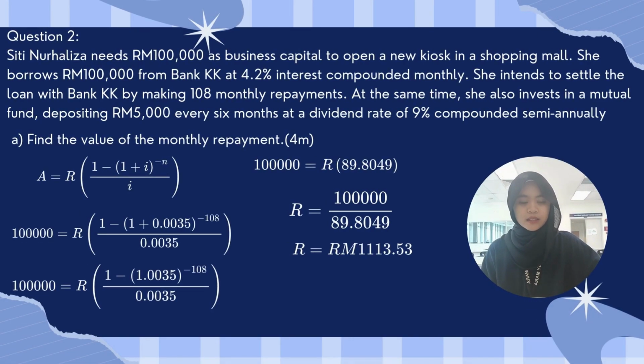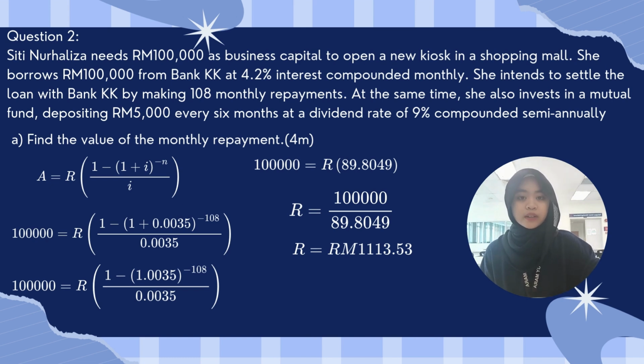Next, we will move on to question 2. Siti Nurhaliza needs 100,000 ringgit as business capital to open a new kiosk in a shopping mall. She borrows 100,000 ringgit from Bank KK at 4.2% interest compounded monthly. She intends to settle the loan with Bank KK by making 108 monthly repayments. At the same time, she also invests in a mutual fund, depositing 500 every 6 months at a dividend rate of 9% compounded semi-annually.